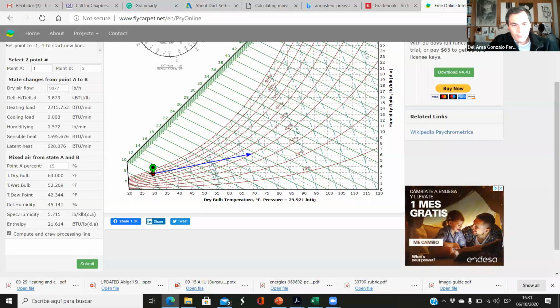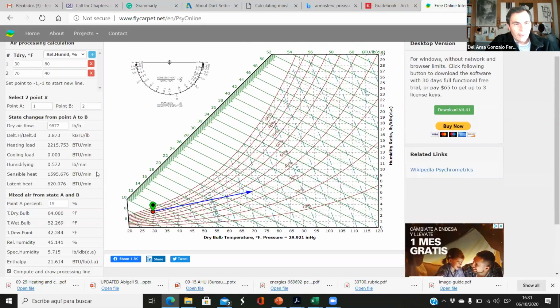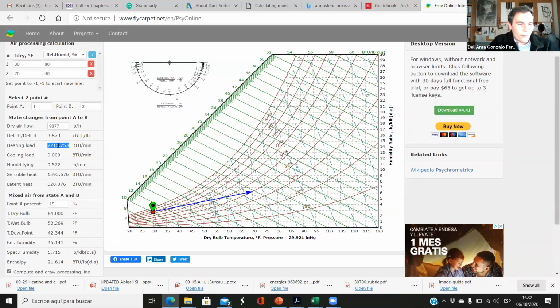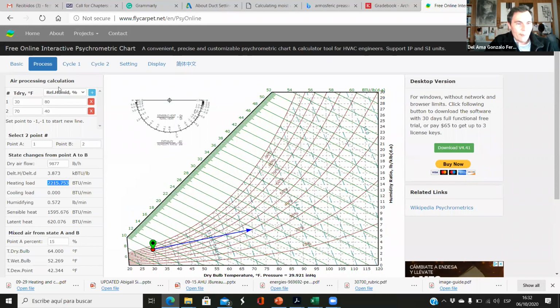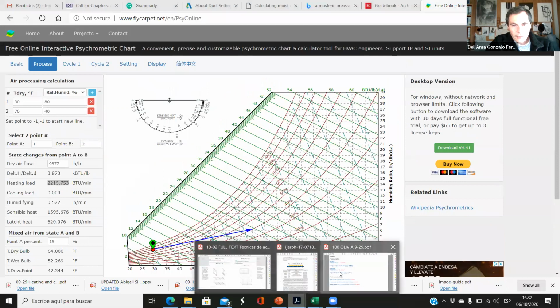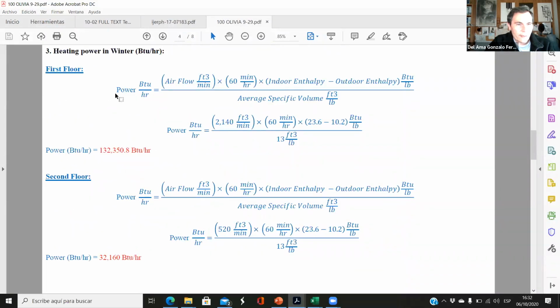This is the outdoor. These are outdoor conditions. This is our indoor conditions, and the arrow goes from indoors to outdoors. And the heating loads are 2,215 BTU per minute. Okay, so this is the heating load that we need to heat up that air from that condition to that condition. I don't know if you have calculated this. Okay, so you have, yes. So this is the first floor.